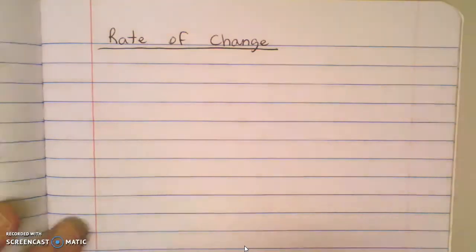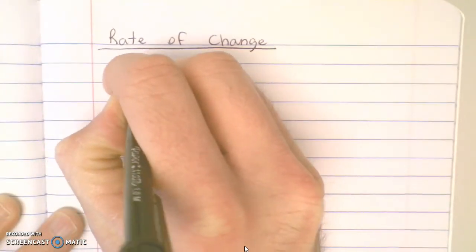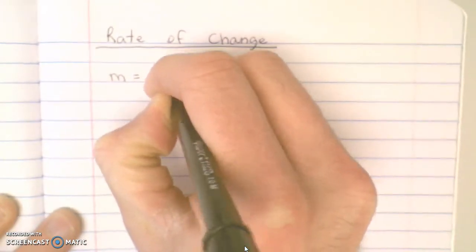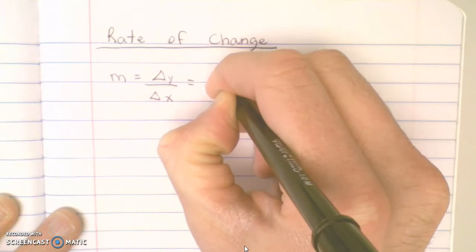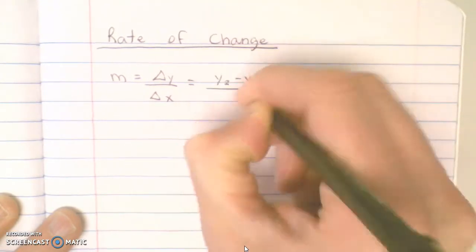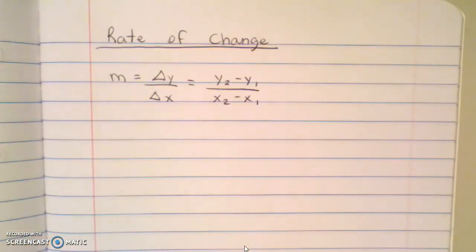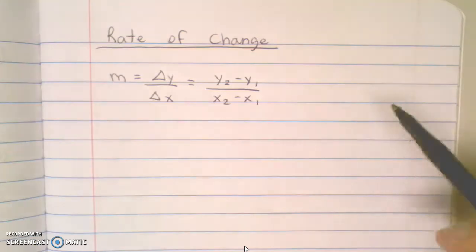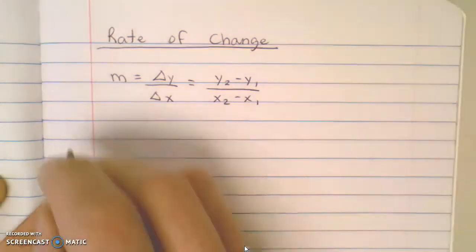So average rate of change relies on slope. So remember, slope is your change in y over your change in x. So that's where you take the y values and subtract them, and then divide it by the x values subtracted. That's slope. So we're going to use this formula to apply it to certain situations, given a graph, table, or a situation.